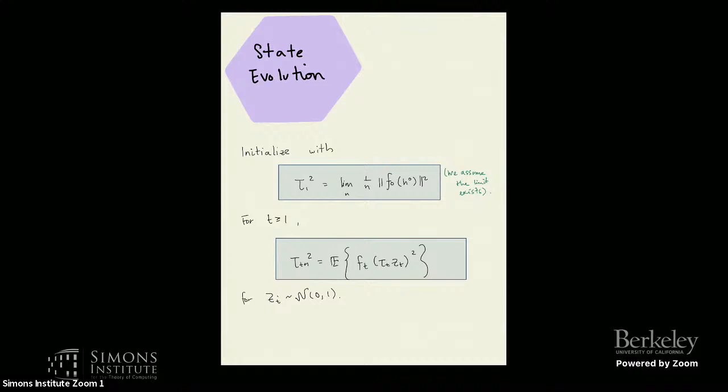So the first thing we do is we set our tau 1 squared as a limit based on our initialization. Our initialization is this H0. We assumed it was independent of the matrix. And so now I initialize with some limiting value of that initialization.